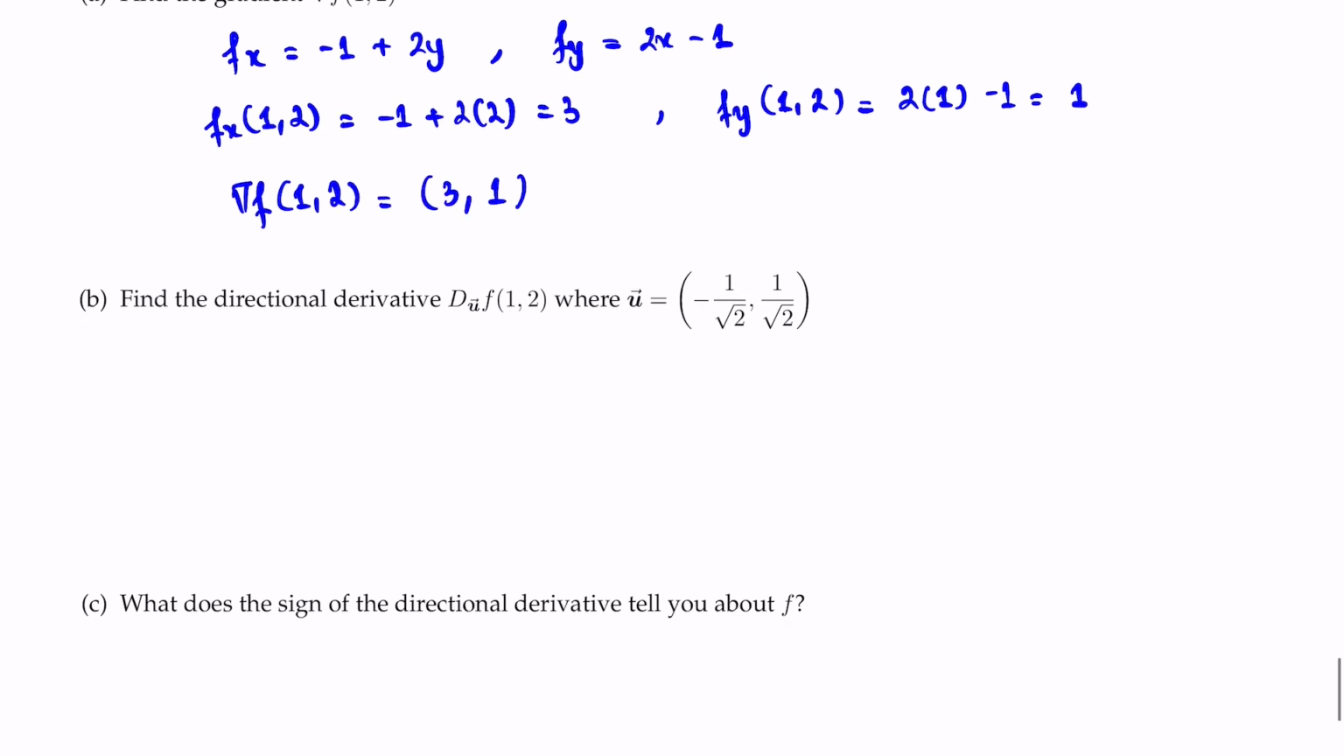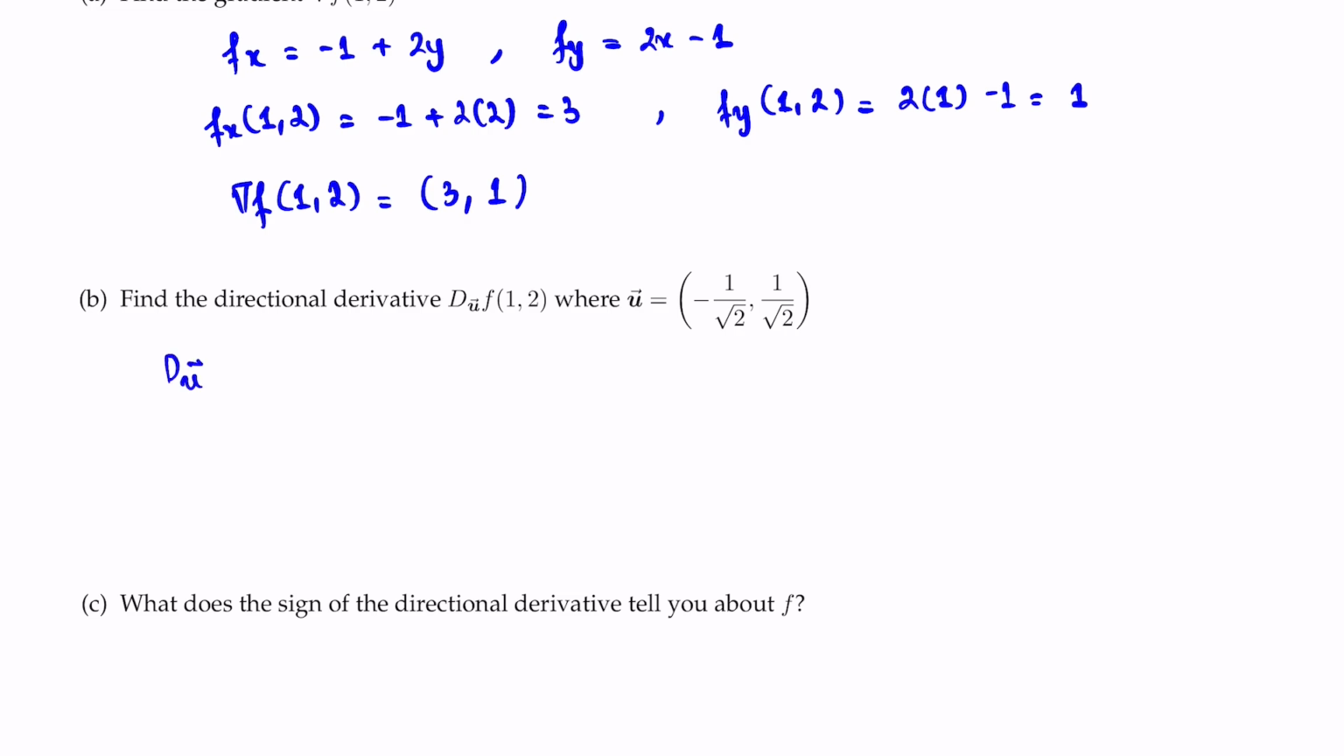Then the next question: you want to find the directional derivative of the function at the point 1 comma 2 along the direction of u equal to negative 1 over root 2 comma 1 over root 2. Again, you have seen this kind of problem earlier in the lecture. When you see something like this, you need to double check to see if the given vector is a unit vector or not. If it is, you can proceed with the calculation of the directional derivative. If not, you need to find the unit vector of the given vector. In this case, if you do the calculations, you will see that u is indeed a unit vector.